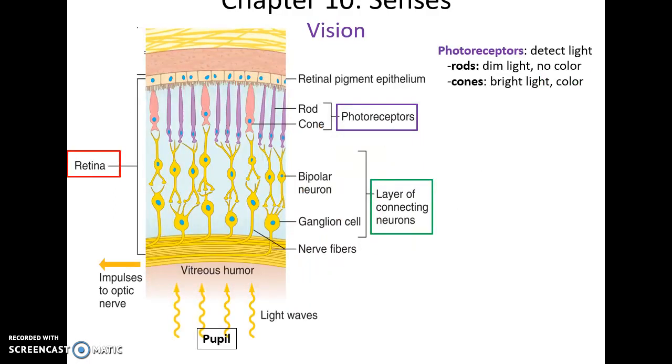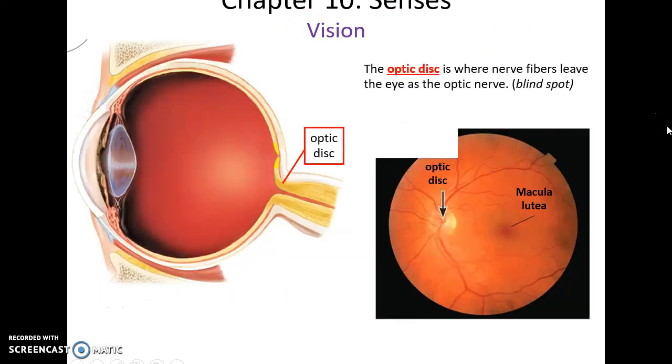In the retina, we have lots of neurons that connect to photoreceptors. The photoreceptors are called the rods and cones. Rods detect dim light and only see in black and white. Cones detect bright light and can see in color. They're then connected to lots of neurons that lead to the optic nerve.